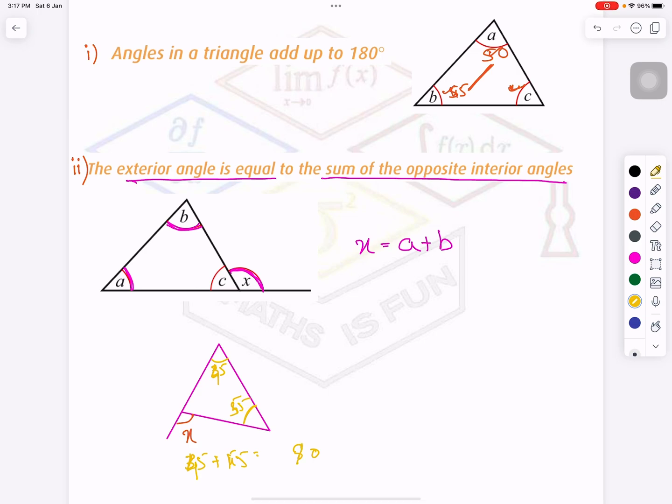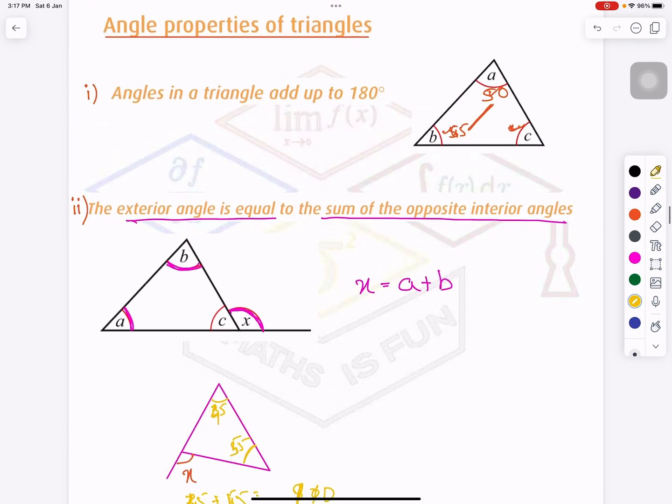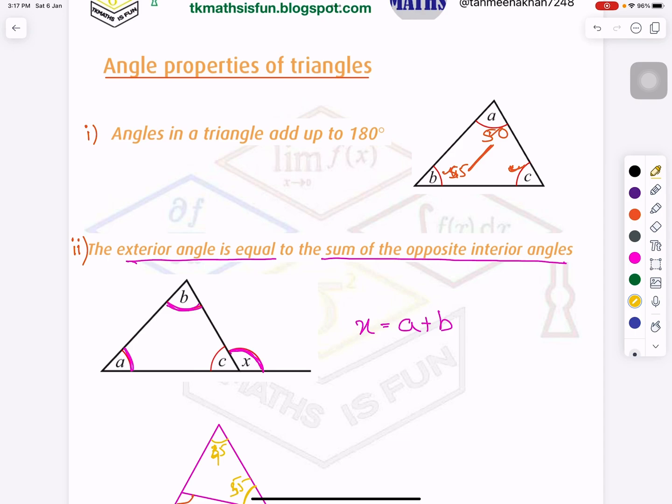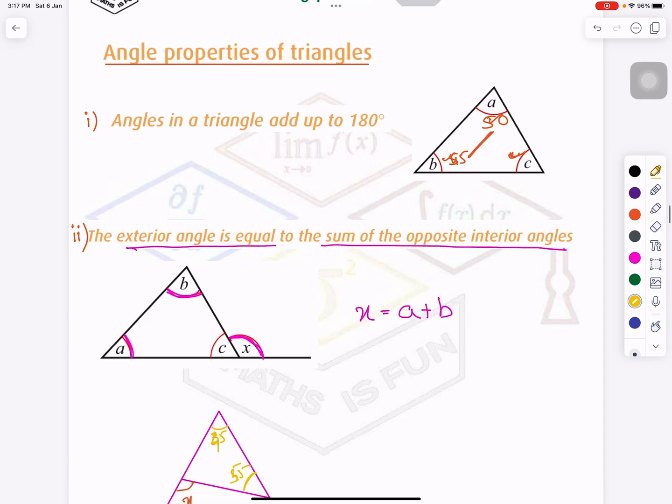So it will be 110. Now that makes sense. Okay. So now you know two properties of the triangle. Angles in a triangle add up to 180, and exterior angle is equal to the sum of the opposite interior angles.